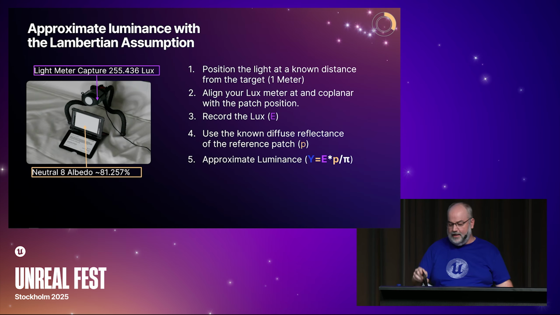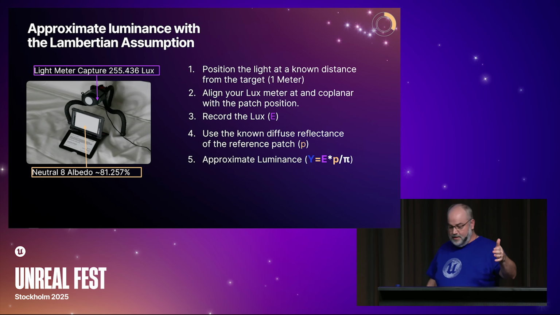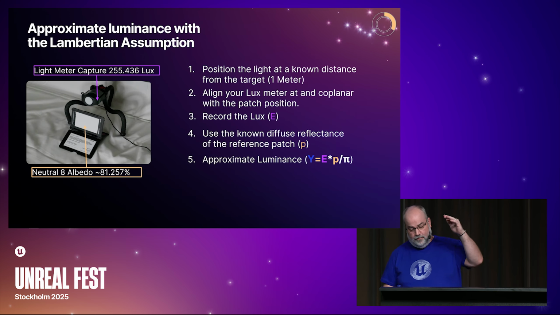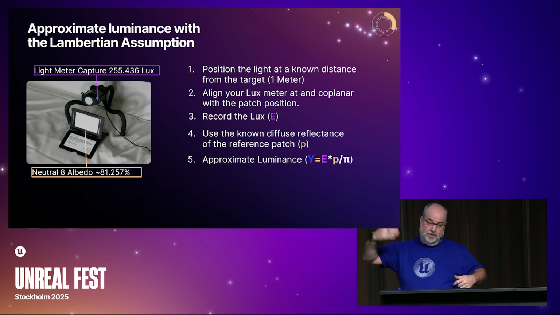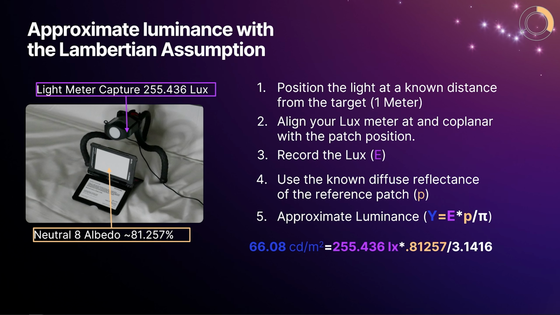Then I know, as I said, that this is about 81%, so I can plug that into this equation, where the luminance equals the lux times the reference patch divided by pi. So I ended up with 66. That's what I would have written in my table.